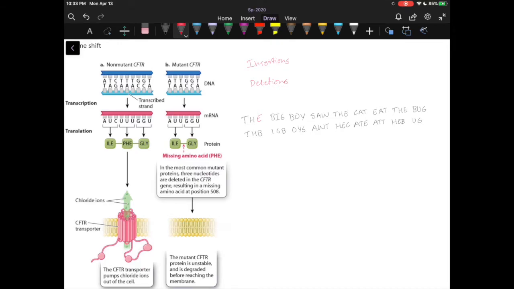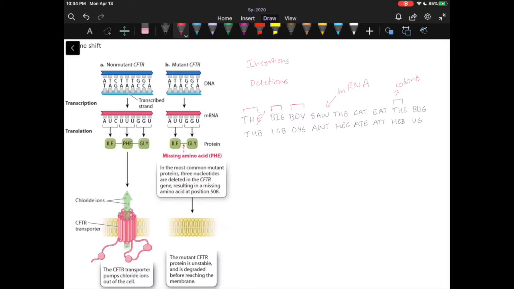All right, that's going to be our mRNA. Just kind of an analogy for it. And notice how they're grouped in threes, just like how the mRNA will be read in units known as codons, right? And this is like the reading frame. So we're going to read THE, BIG, BOY. So it makes sense, like how we read it, right? For a normal sentence, the big boy saw the cat eat the bug.